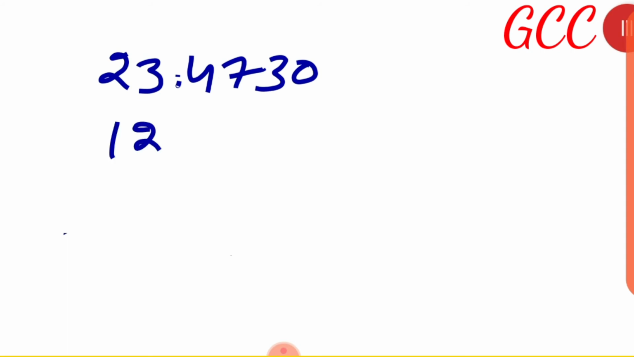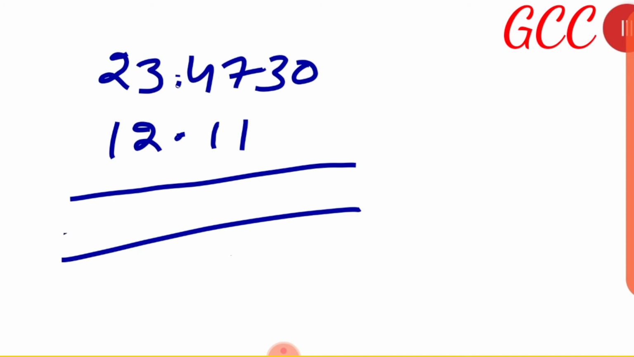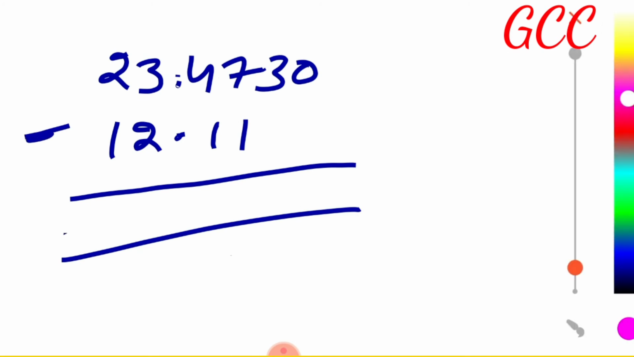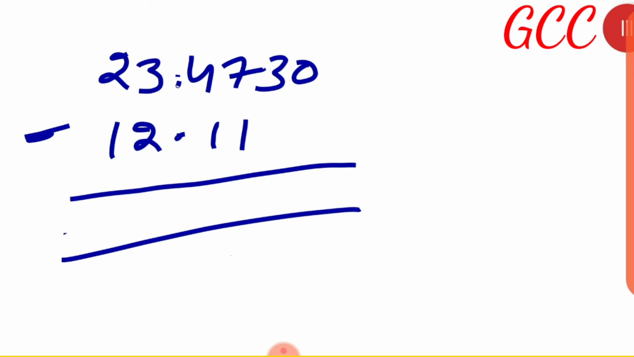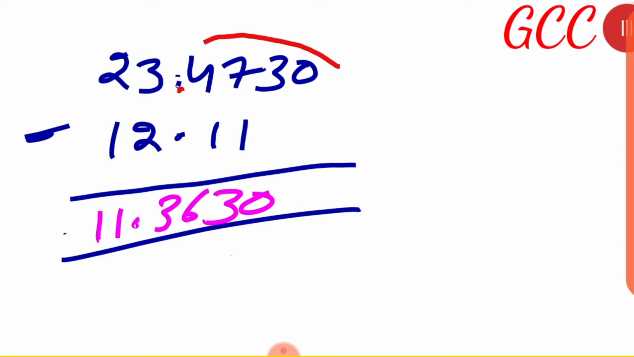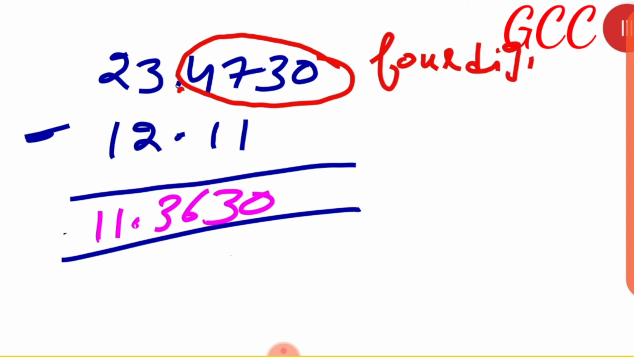Let it be, I am writing this one, 23.4730, then 12.11. What we have to do? We have to subtract them, and after the subtraction, what is coming there? It's coming 11.3630. Now you see the digits after the decimal. Here after the decimal, how many digits are there? Total 4 digits. Here after decimal, how many digits are there?